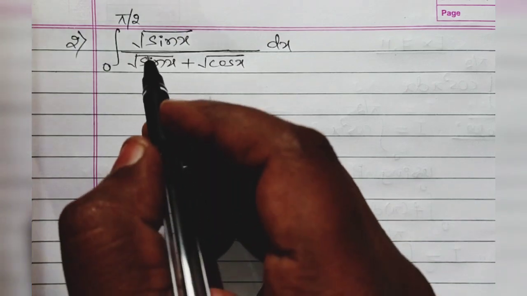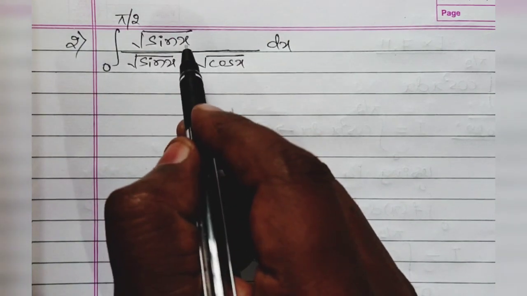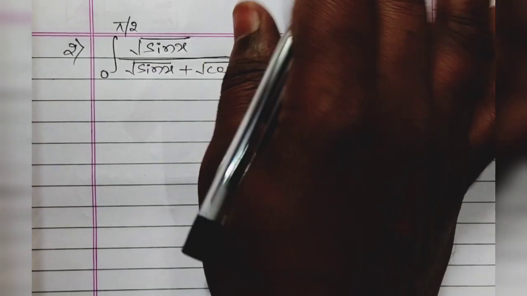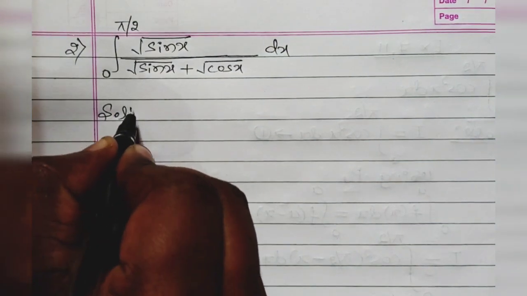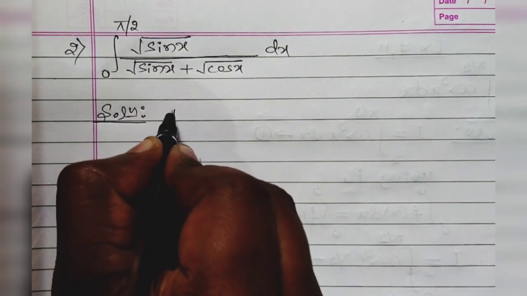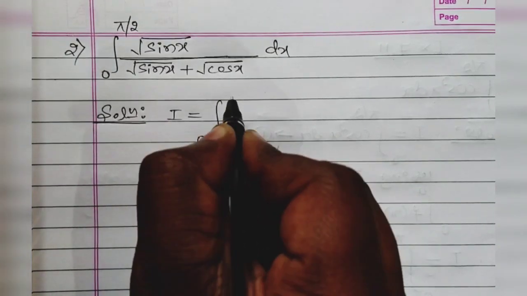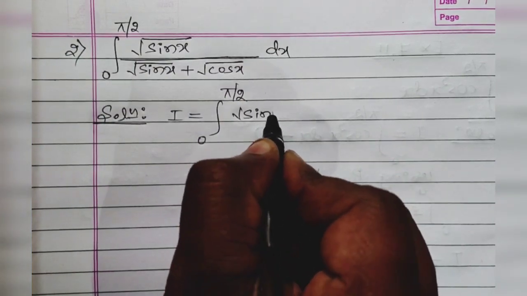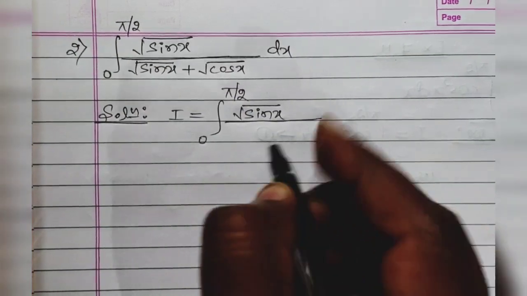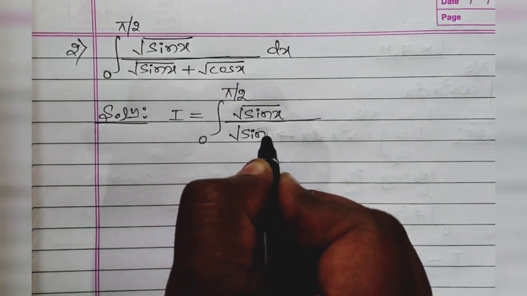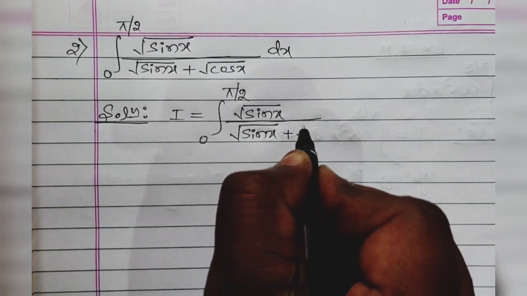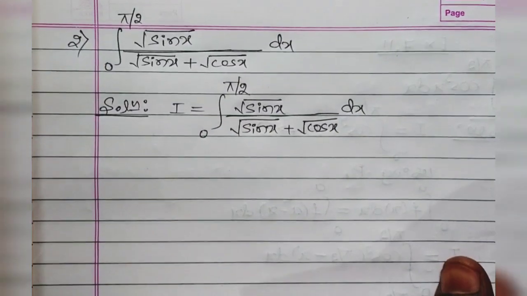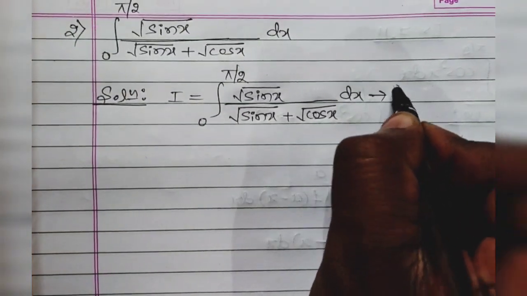Well, the second problem is the integral from 0 to pi by 2 of root sin x divided by root sin x plus root cos x dx. So let us take this as I. I equals the integral from 0 to pi by 2 of root sin x divided by root sin x plus root cos x dx. Now I call this equation number 1.